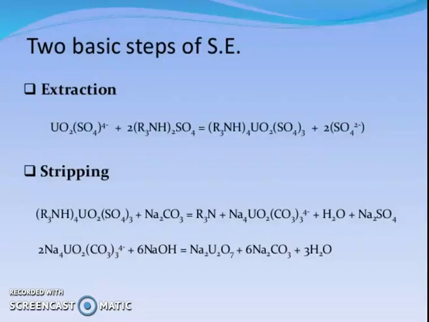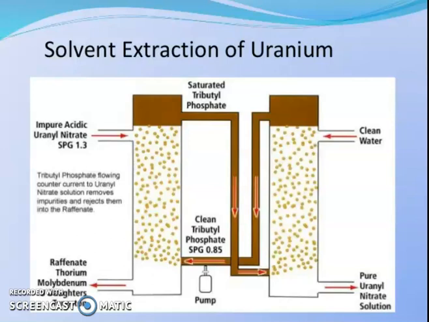Two basic steps of solvent extraction: extraction, you can see these equations, and stripping. So solvent extraction of uranium, you can see impure acidic uranyl nitrate SPG 1.3 going in, and raffinate, thorium, molybdenum, daughters, tungsten coming out. Meanwhile, saturated tributyl phosphate, you can see it inlets, and clean water, you can see pure uranyl nitrate solution and clean tributyl phosphate SPG 0.85, and you have the pump here.